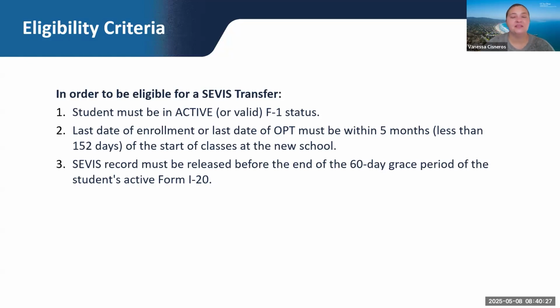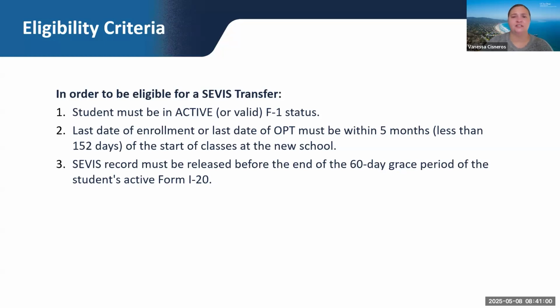For number 3, this is in regards to the timing of your SEVIS record. Your SEVIS record must be released to UC San Diego before the end of your respective grace period. For F1 students, you have a 60-day grace period following the completion of your enrollment or OPT. You must request that your current institution release your SEVIS record to UC San Diego before the end of your 60-day grace period.